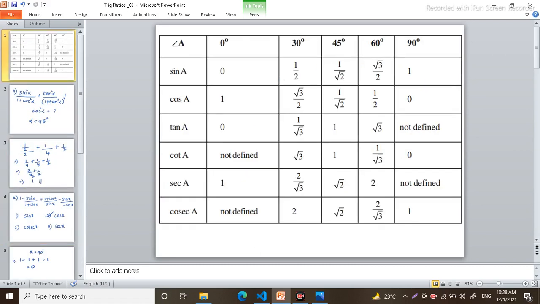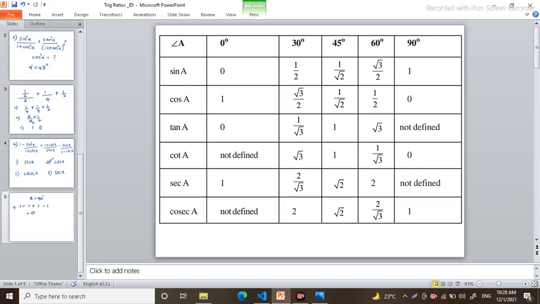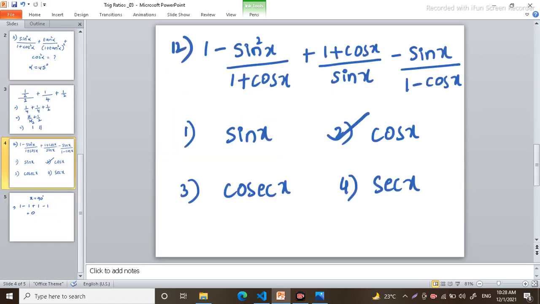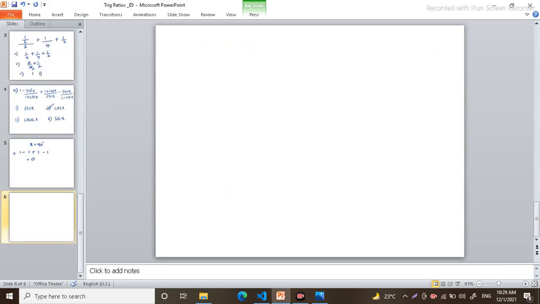See here, it is not defined. Okay, yeah, so the answer is cos x. It's easy, right? Another method also I'll show you.